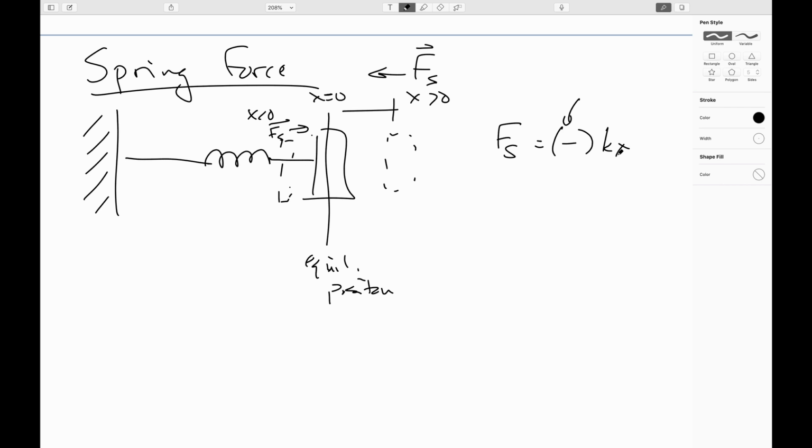Minus kx. So like I said, when you're doing force problems, usually what you'll do is ruthlessly ignore the minus sign and use your common sense to take care of the direction. But here we need it, and this is because if I pull to the right, that's x is positive, but the direction's to the left. If I push to the left, x is negative, but the force that the spring exerts will be to the right. So I need a minus sign just to make the directions work out.